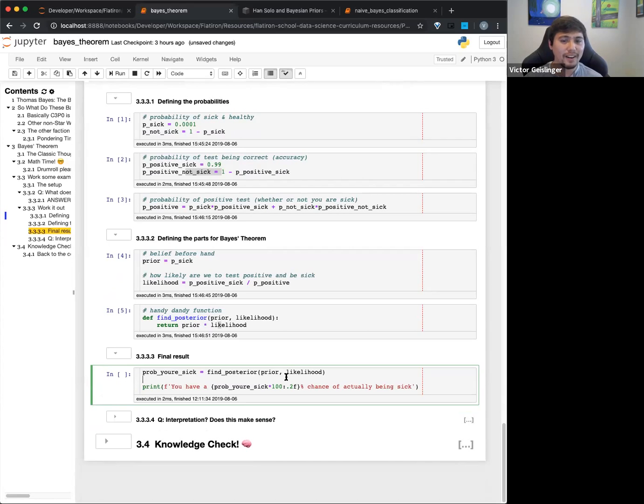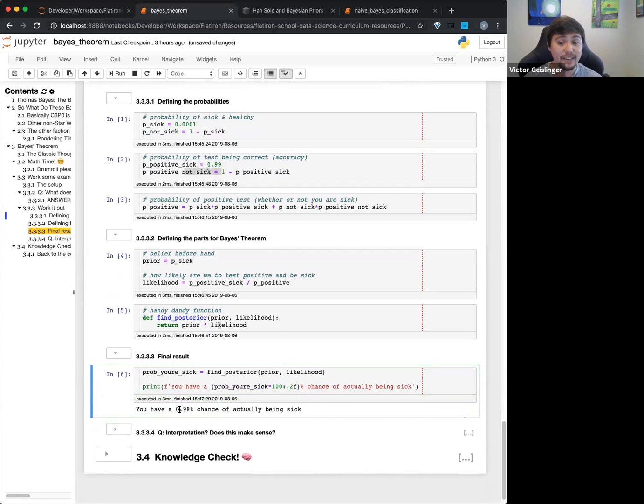No, you guys are all wrong. It's not even 9%, it's less than 1%. So even though the test is 99% accurate, and we tested positive for this disease, we still only have about a 1% chance of actually having the disease.